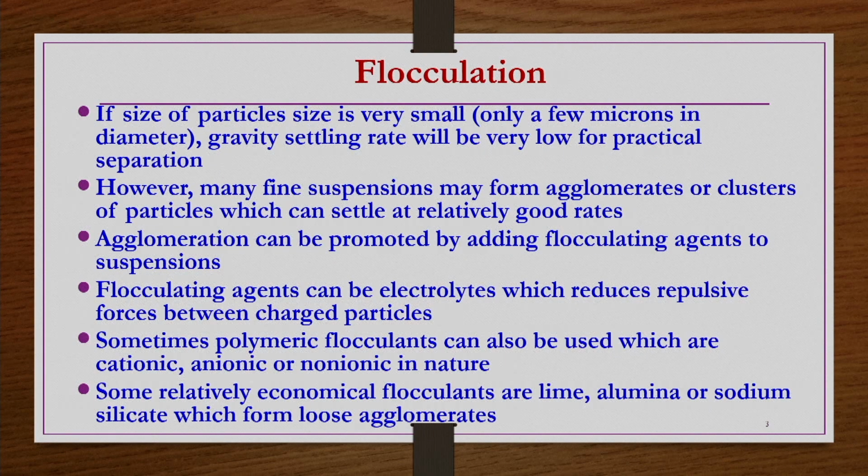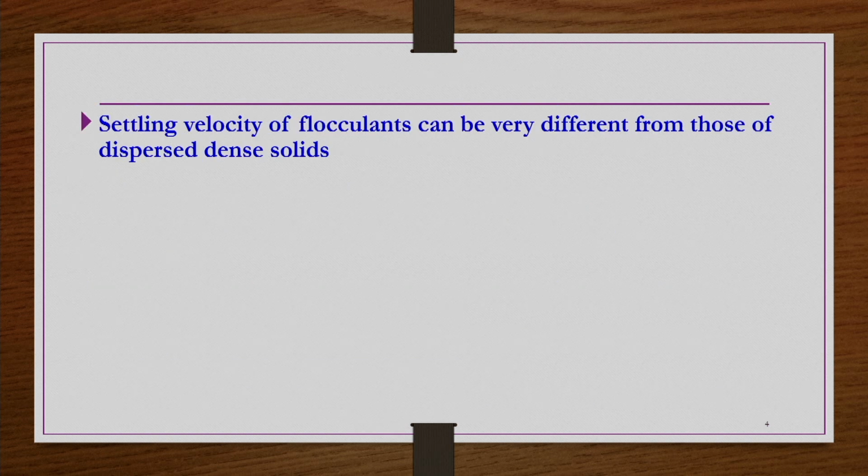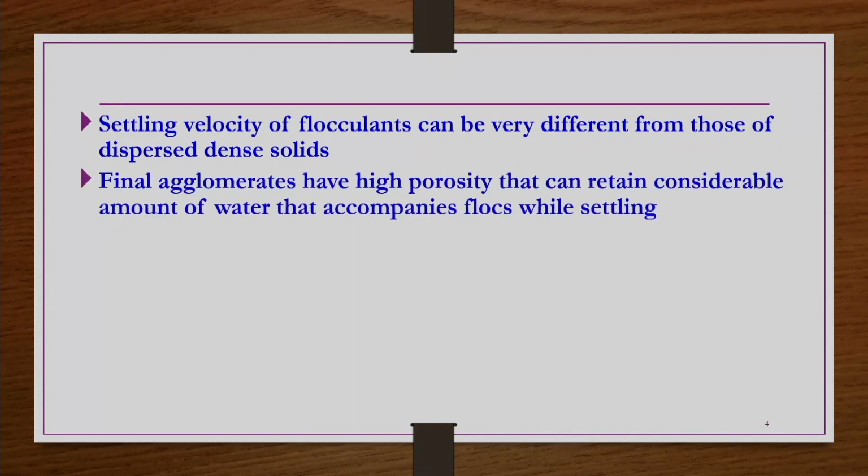Some relatively economical flocculants are lime, alumina or sodium silicate, which form loose agglomerates. The settling velocity of flocculants can be very different from those of dispersed dense solids, because the final agglomerates have high porosity that can retain a considerable amount of water that accompanies flocs while settling.